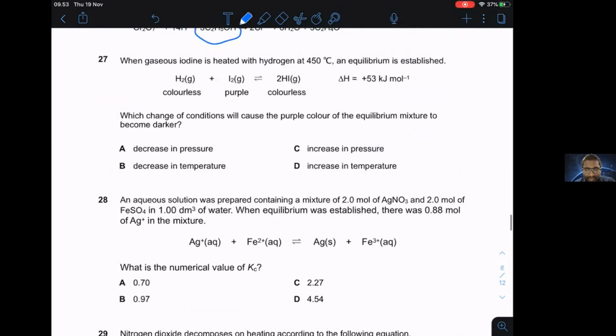So here, when gaseous iodine is heated with hydrogen, equilibrium is established. Which change of condition will cause the purple color to become darker?